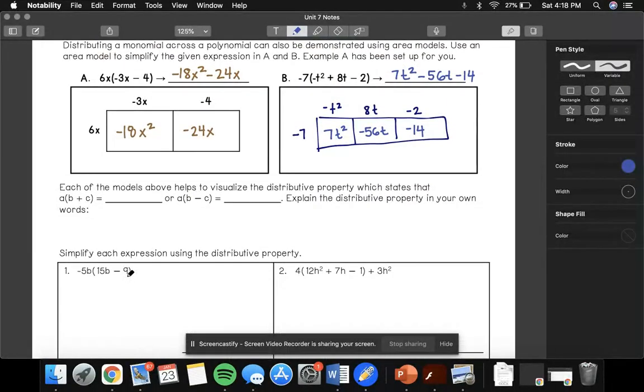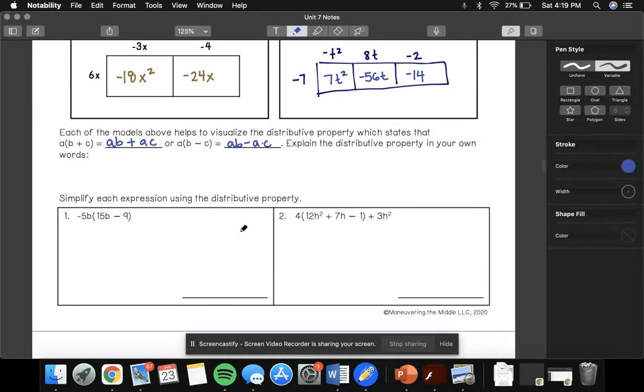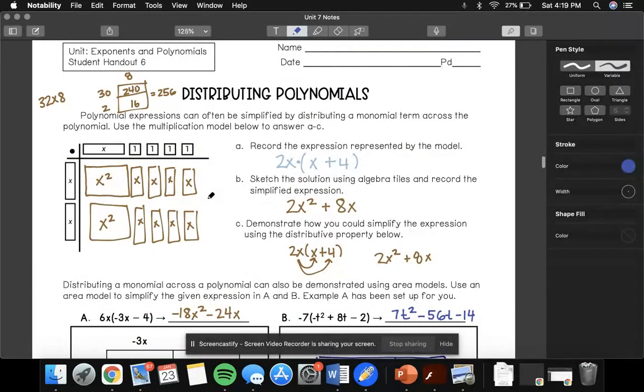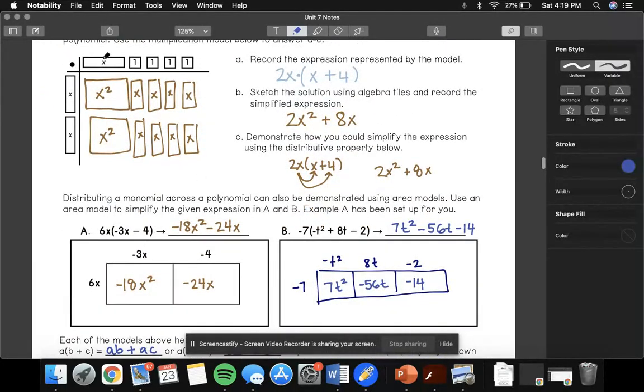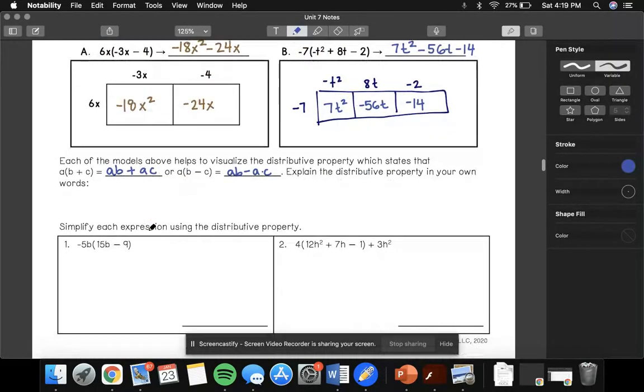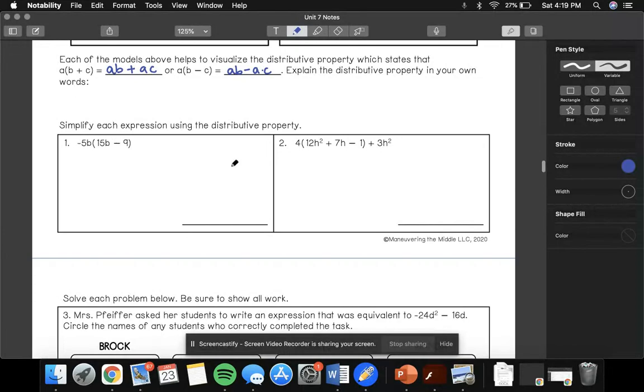Each of the models above helps you visualize the distributive property, which states a(b + c) is the same thing as multiplying a times b and then a times c. Or if it was a subtraction problem, it'd be a times b minus a times c. I'm not going to make you explain the distributive property because I feel like you understand it. So that is just a visual to see that if we multiply variables together, it makes them larger, like squares, and to see that they're also not like terms. So we're going to now just distribute using the distributive property.